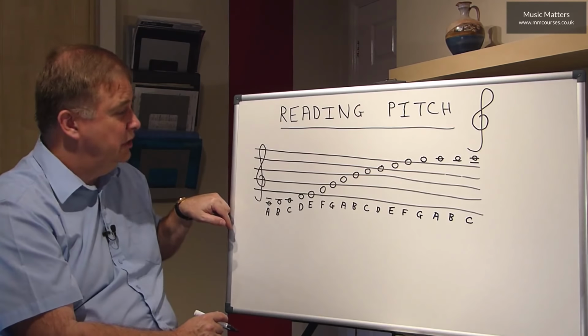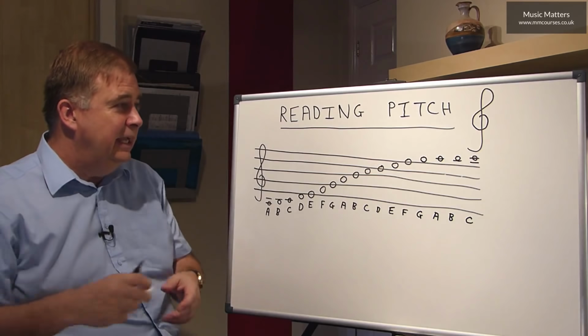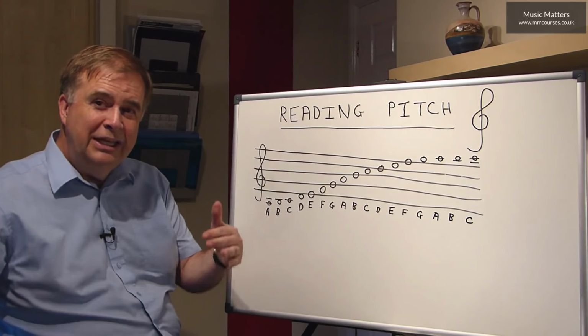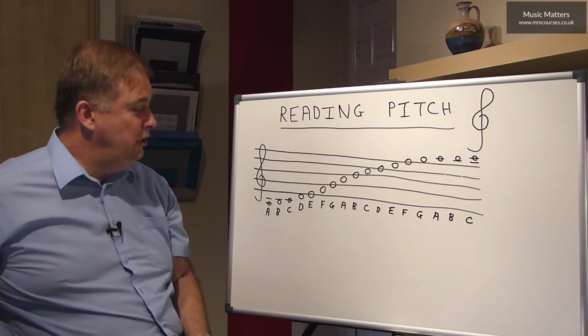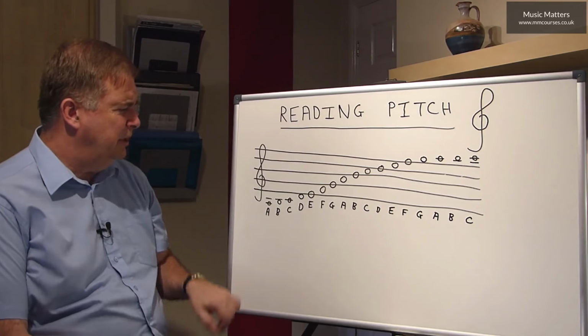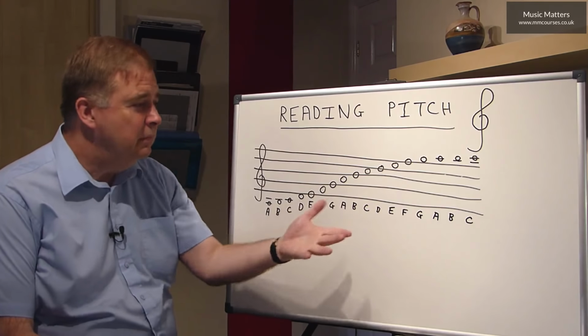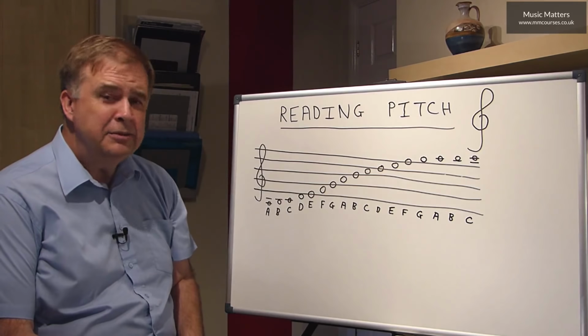F would need a third ledger line. You can keep going forever. So hopefully that gives you an idea as to how the stave works and how we can extend the stave through the use of ledger lines. And you might begin to think, well, hang on a minute, we've got A here, we've got A here, we've got A here. So how come the same thing keeps coming round?